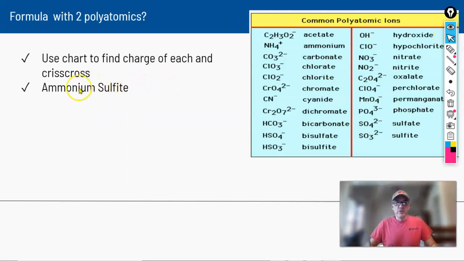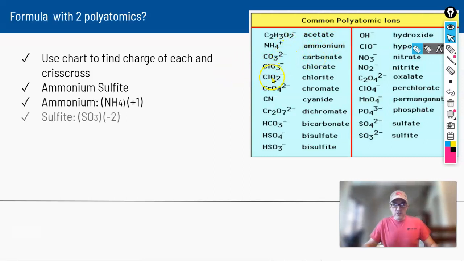Okay, what if we have two polyatomics? Well, again, we don't do anything differently. We just have to write everything out. So ammonium sulfite, both of these are polyatomics. Ammonium is up here, it's NH4, has a +1 charge. Sulfite is over here, has a -2 charge. We write everything out. We crisscross our charges.